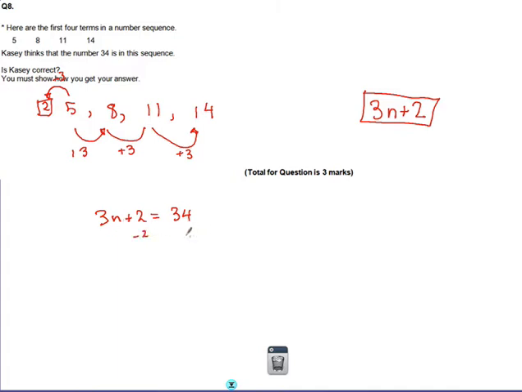So take away 2 on both sides. So 3n is equal to 32. And divide by 3. Divide by 3. So n is equal to, well, 32 divided by 3 is not a whole number, because 32 is not in the 3 times table. n is not a whole number. So you have to conclude, remember, Casey is incorrect.